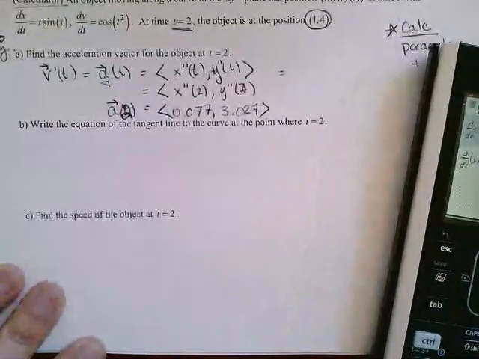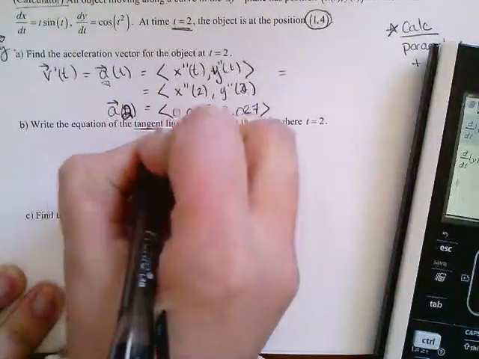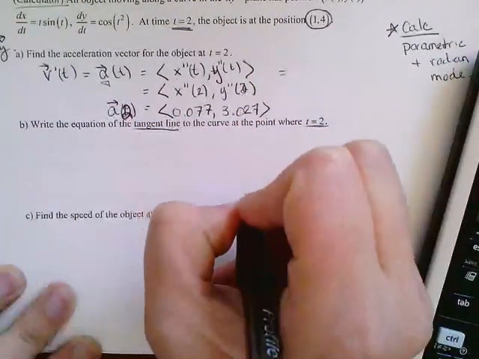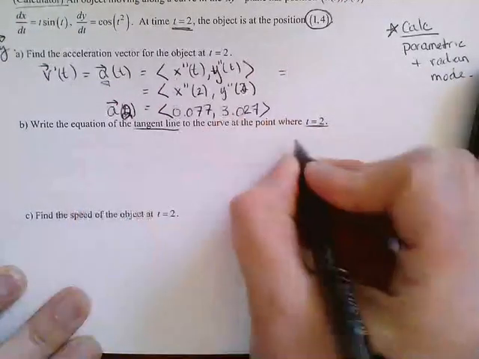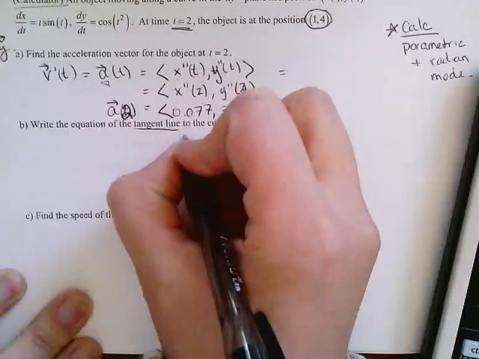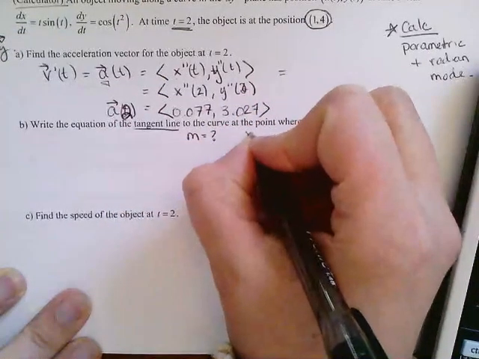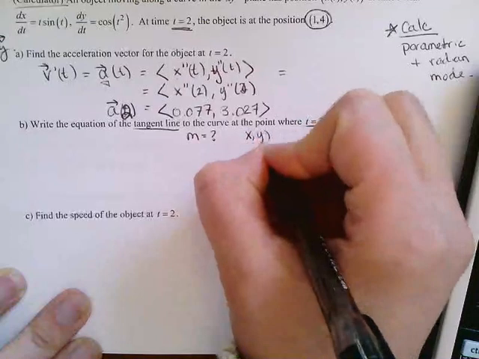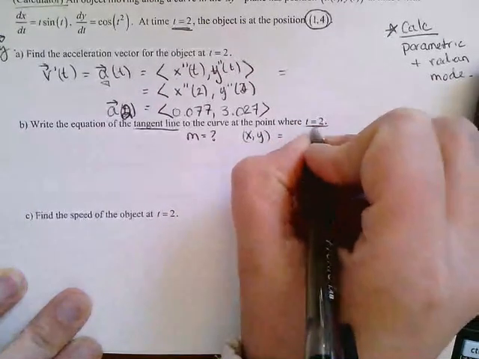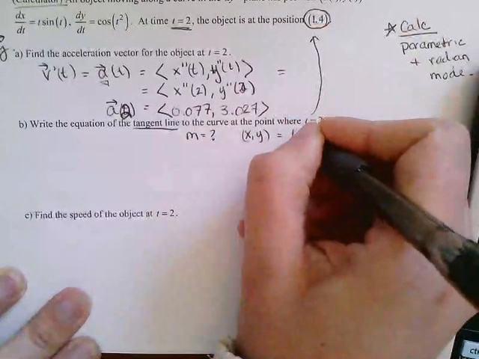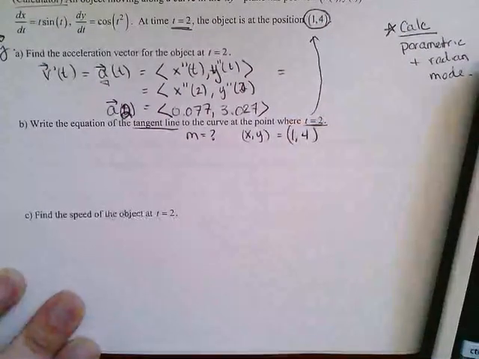Now next we want to write the equation of the tangent line to the curve at the point where t equals 2. In order to write the tangent line, we need 2 things. We're going to need the slope, and we're going to need the point, the xy. And we know at t equals 2, our point was 1, 4.